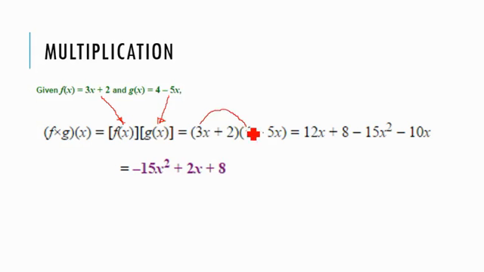We multiply the firsts, and then the outers, and then the inners, and then the lasts. Multiply them together, you get 12x plus 8 minus 15x squared minus 10x. Combine like terms and put in terms of largest exponent and descending to the right. So negative 15x squared plus 2x plus 8 is our answer.